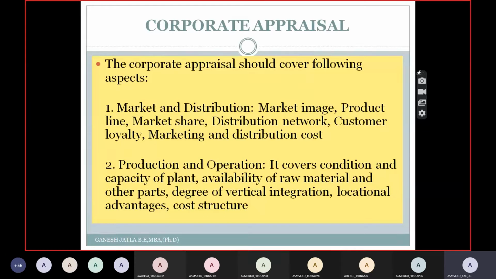So coming to production and operation, it generally covers the ability or capacity of the plant to produce, the ability of raw materials and other parts in your firm, the degree of vertical integration, the locational advantages, as well as the cost structure, that is production cost. Here we are talking about how best you are producing the product at the cheapest price. That is another competitive advantage you may have. So this is related to production and operation when you are appraising your firm.